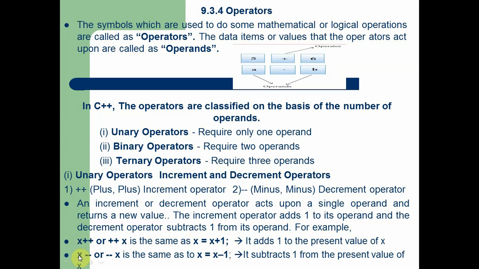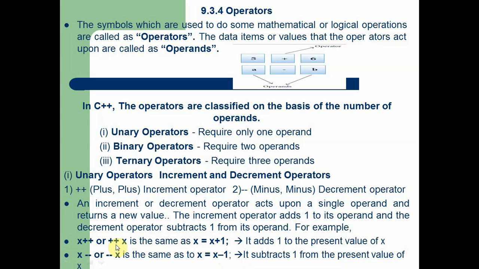In the same way, we can use decrement also, x minus minus or minus minus x. If you consider the value of x is 5, here you can see x is equal to x minus 1. So 5 minus 1, 4. Then 4 is going to be stored in the variable x. So what is the value of x? 4. So the decrement operator decreases the value by 1. The increment operator increases the value by 1. This is the difference between increment and decrement operator.